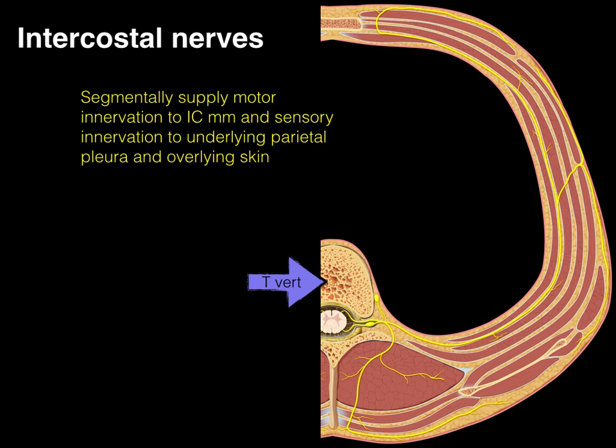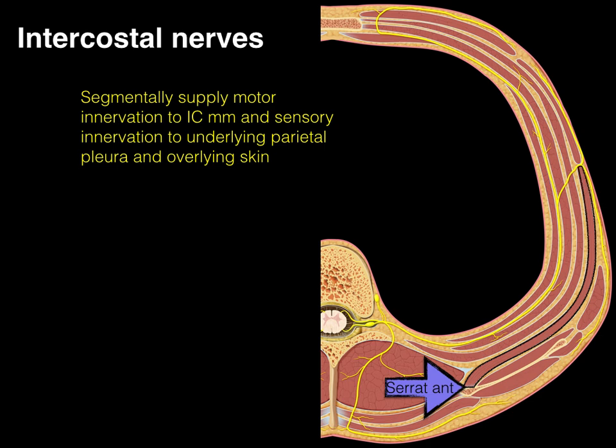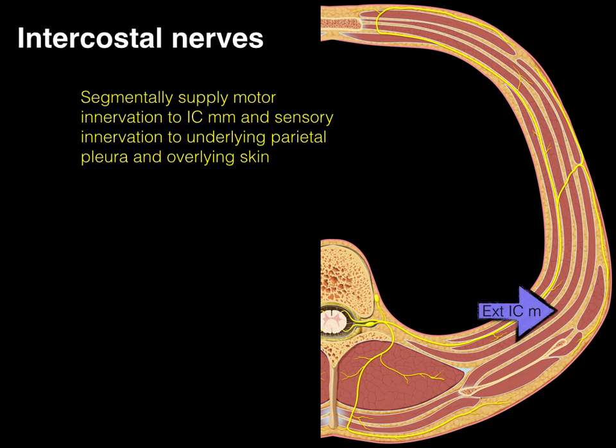There's the thoracic vertebra, and there is the sternum in cross-section, and there we have the scapula in cross-section. If we go over to the medial side of the scapula, we see, dotted out, the serratus anterior muscle, that supracostal plane. So deep to the serratus anterior, we have the external intercostal muscle, and then the next layer down is the internal intercostal muscle, and then the next layer in is the innermost intercostal muscle.